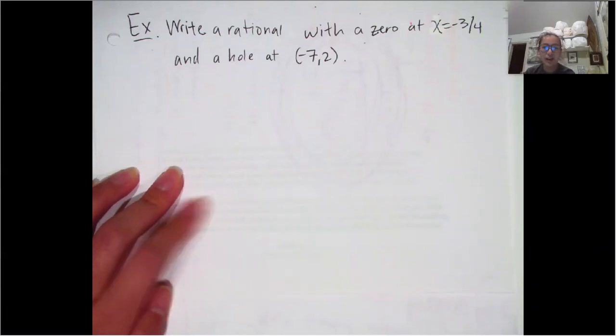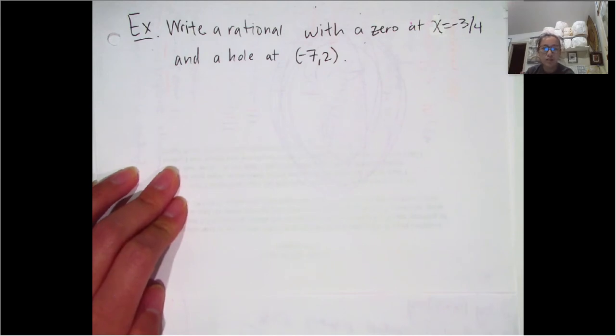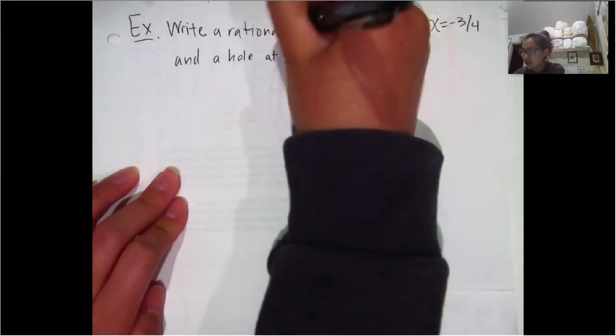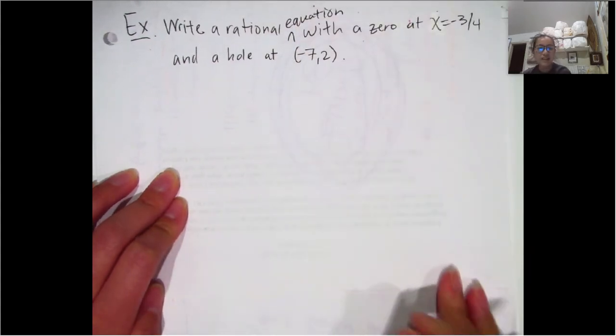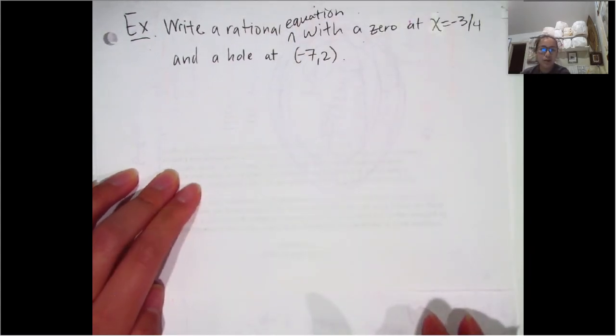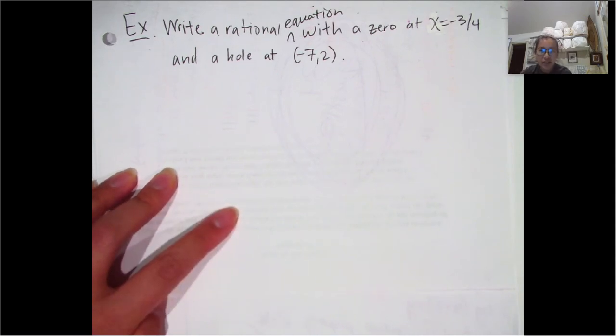So we're going to go ahead and try an example. In this example, it says write a rational equation with a 0 at x equals -3/4 and a hole at (-7, 2). Okay, so there's several things going on here. When you want a 0 at x equals -3/4, as you know, you want to first of all write it as a factor.